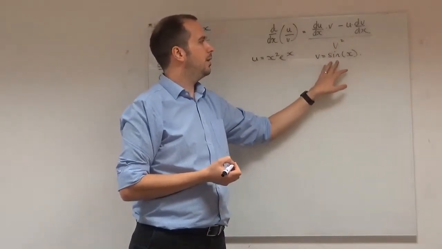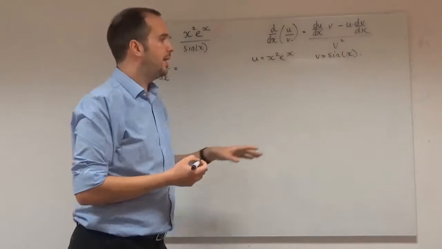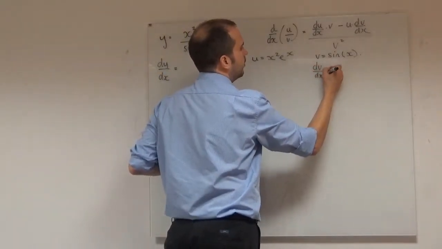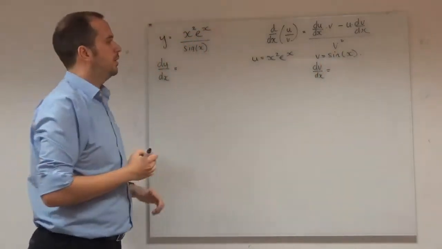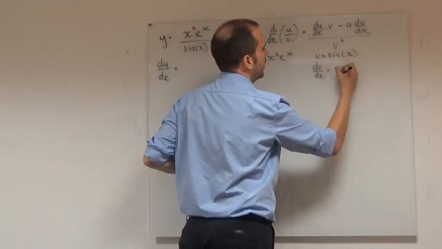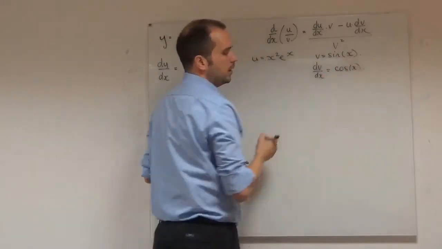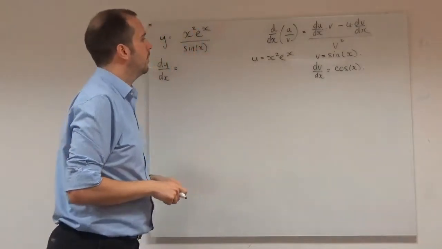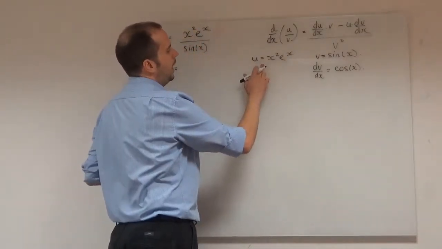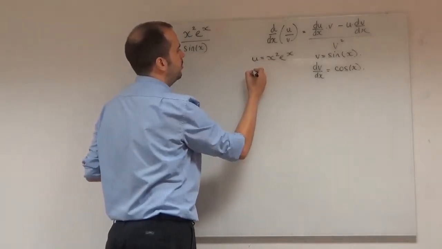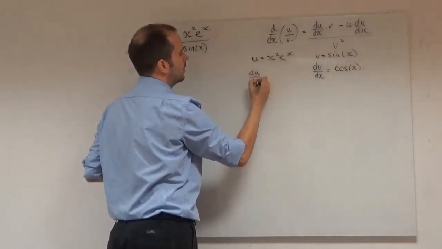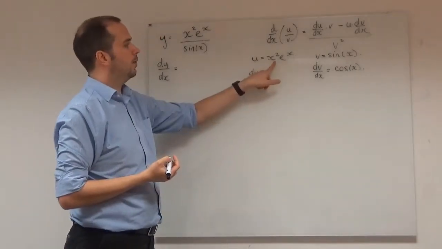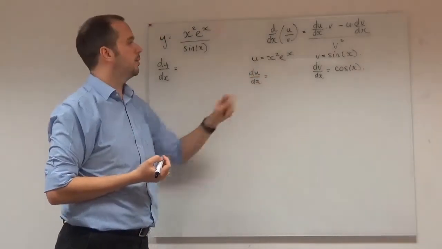Now, it's quite easy, I think, to find dv by dx. We just need to differentiate sine x, and we should know now that sine x differentiates to give us cos x. It's one of those results you'll find on a differential table. If we have a look at x squared e to the x, though, if we want to find du by dx, well, we're going to have to use the product rule, because we have x squared multiplying e to the x.